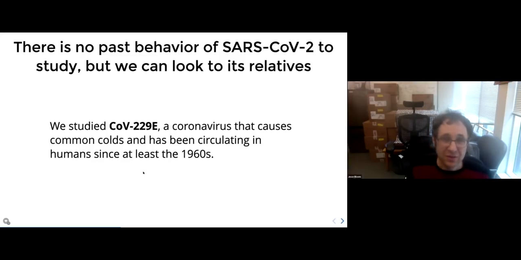It turns out that there's a variety of other coronaviruses that circulate in humans and cause common colds. About 30 or 35% of all common colds are caused by these coronaviruses. One of these is called coronavirus 229E. This is a coronavirus that's been circulating in humans since at least the 1960s and probably much longer. Many people have never even heard of this virus because it does not cause particularly serious disease.